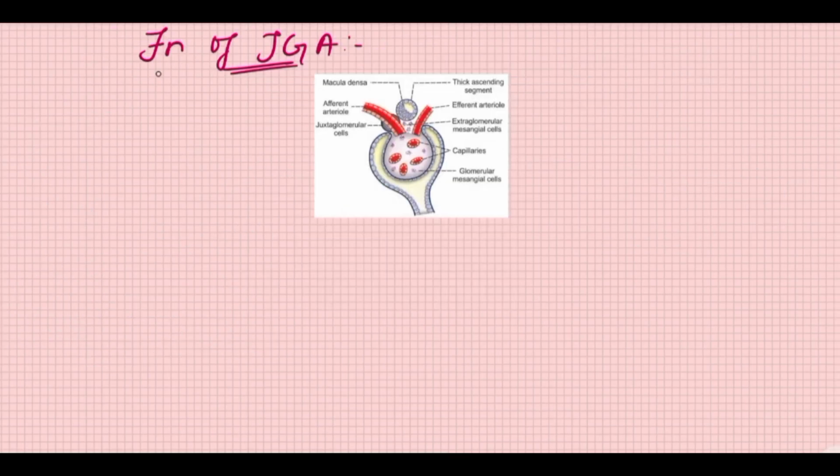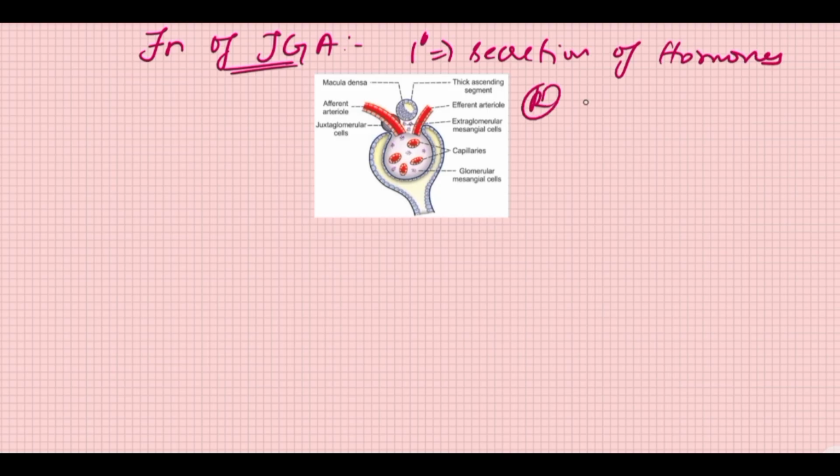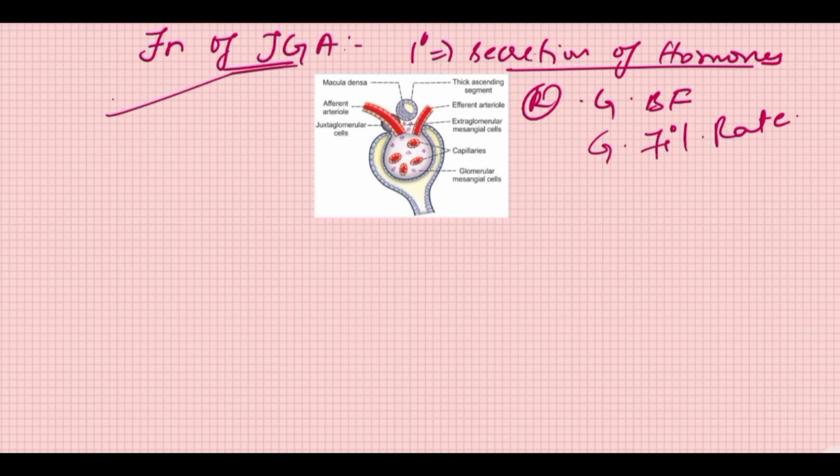Next are the functions of the juxtaglomerular apparatus. The primary function of the juxtaglomerular apparatus is the secretion of hormones, and it regulates the glomerular blood flow and the glomerular filtration rate also. So the first one is the secretion of hormones. The juxtaglomerular apparatus secretes renin and prostaglandin. So renin.